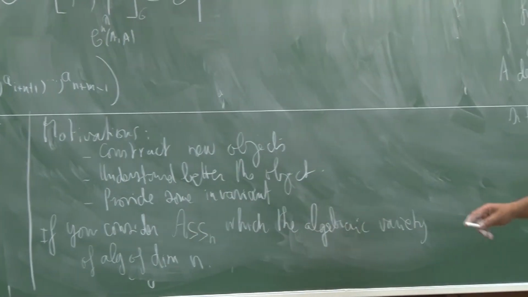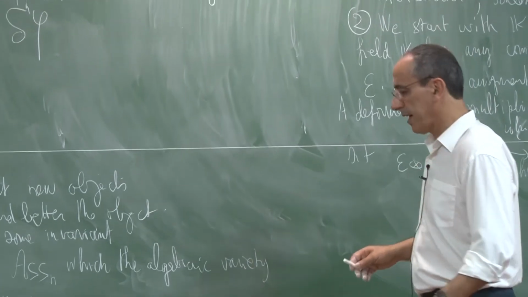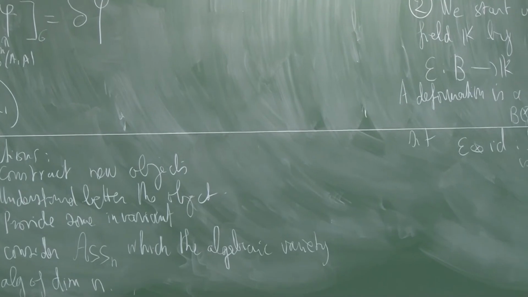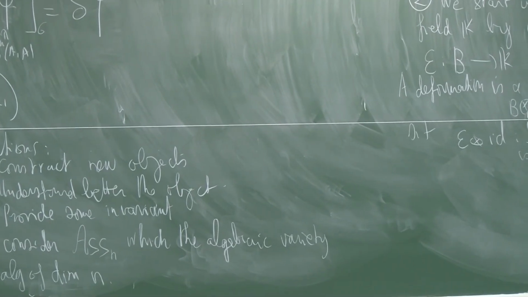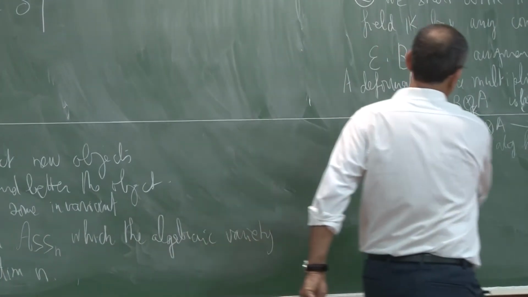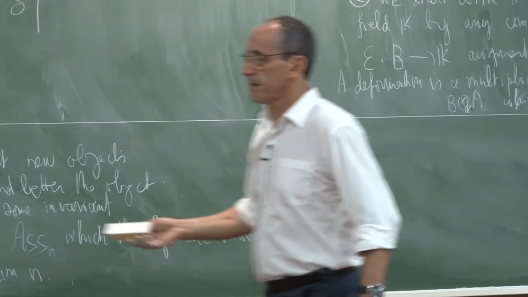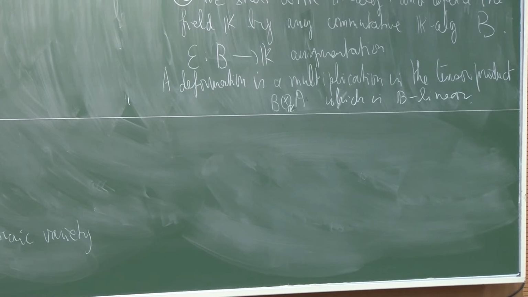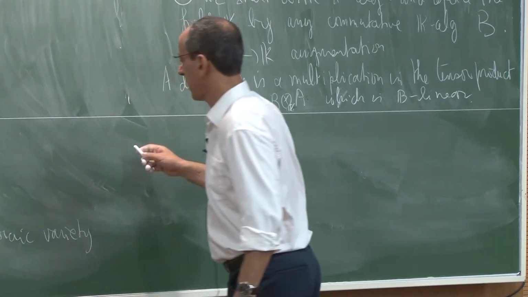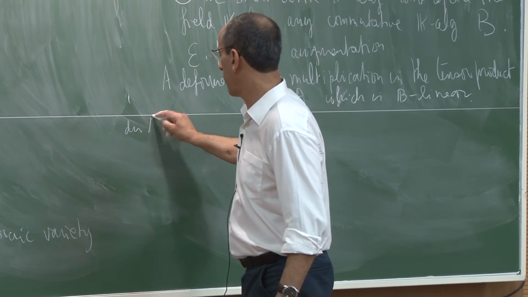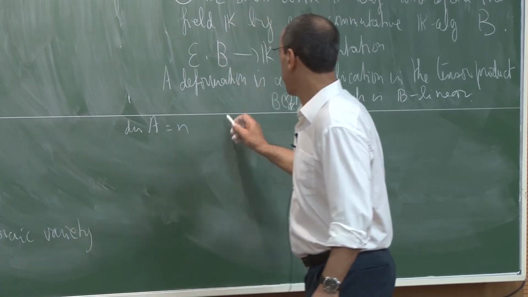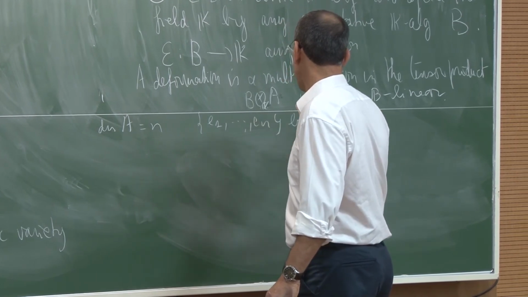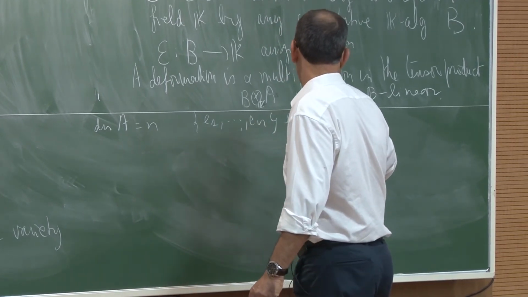But how do we define this? Now, to define this, we identify the multiplication to its structure constants. Since I'm saying that the dimension of A is n, I can consider that E1, ..., En is a basis of A. I can fix this basis of A.